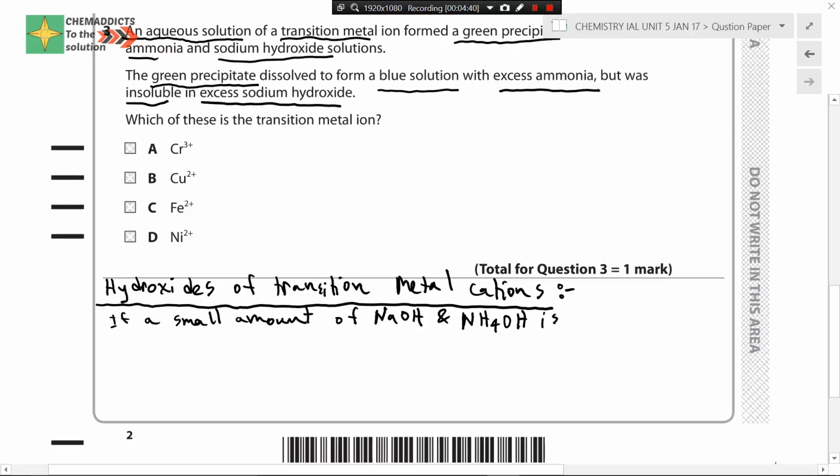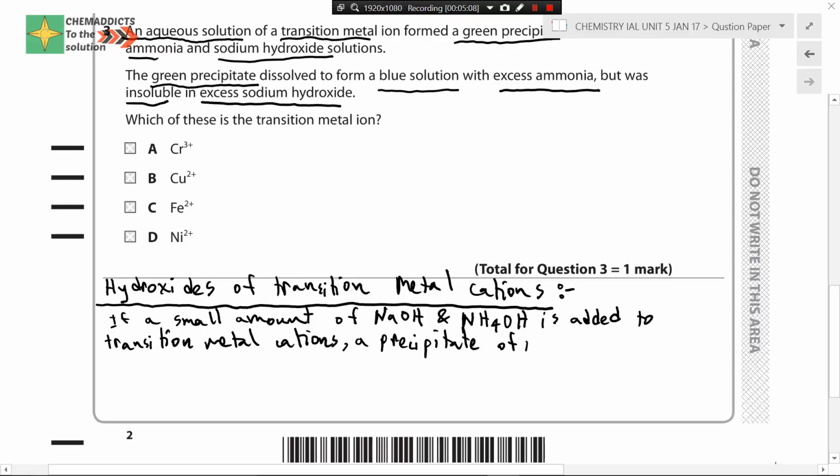is added to the solution. Okay, is added to transition metal cations, a precipitate of metal hydroxide is formed. So a precipitate of metal hydroxide is formed.